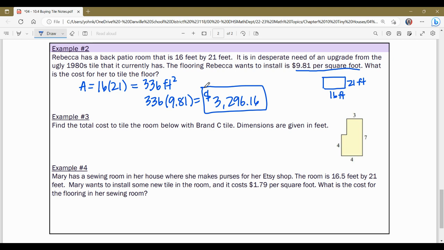So this problem was nice and short because the units that were given to us were in feet and the flooring we were buying was in feet. So we didn't have to do any conversions.